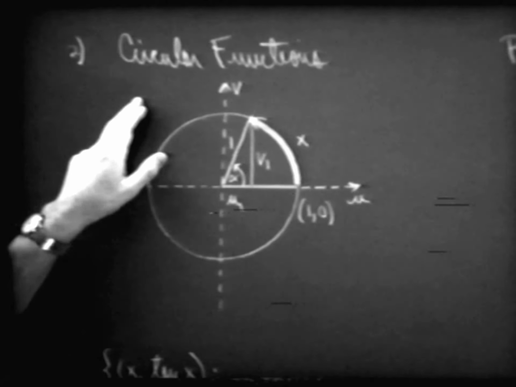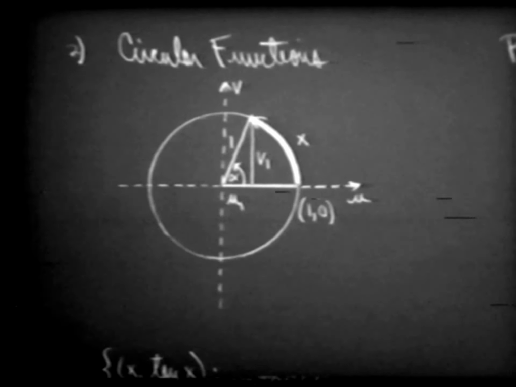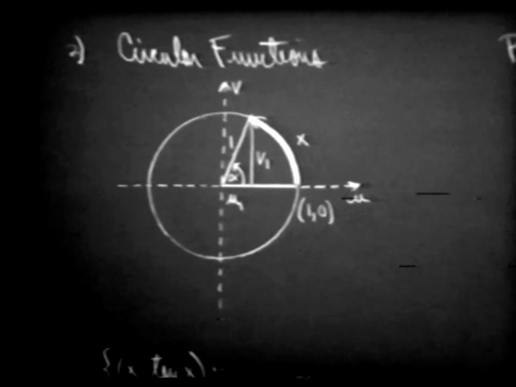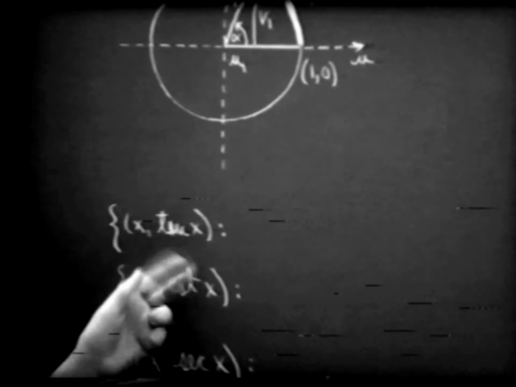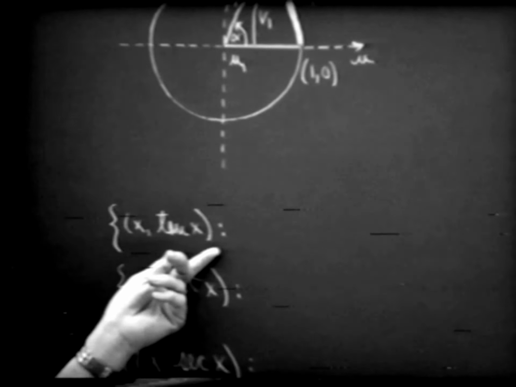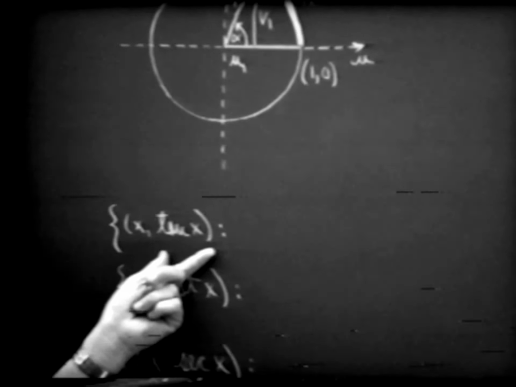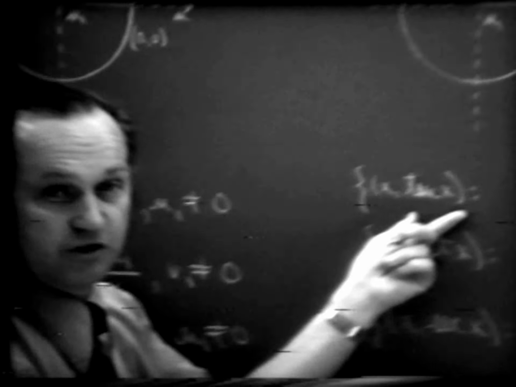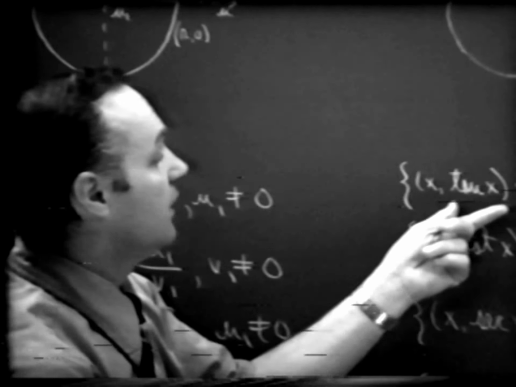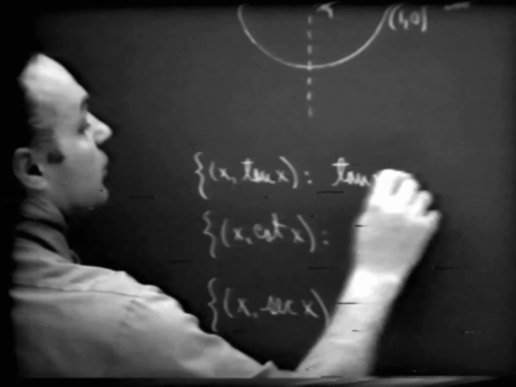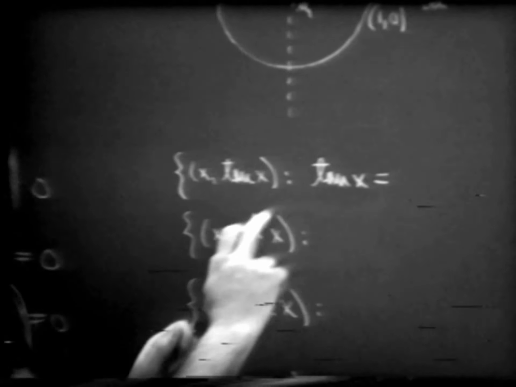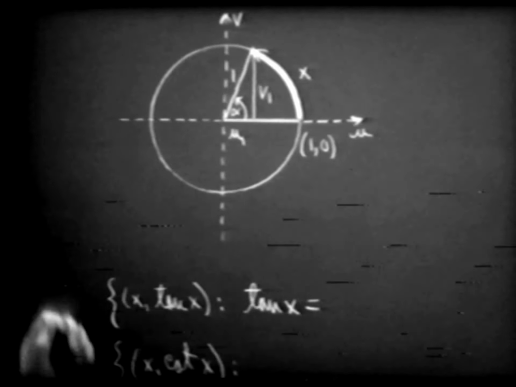In fact, what we might think of as our circular functions. We can define them in exactly the same way, but now let's change our notation a little bit and talk about the set of all ordered pairs of the pattern x comma, and our second element of the ordered pair is going to be, in this case, the name of the function. Let's call it tangent of x. Notice the abbreviation of tan x, such that tan x then is going to be equal to, and let's use the same definition, which is going to be what?